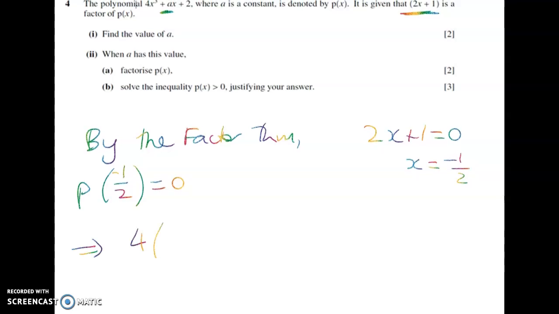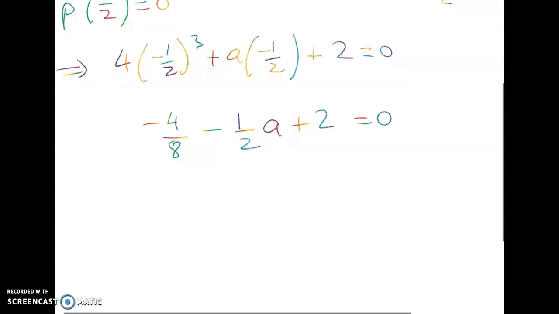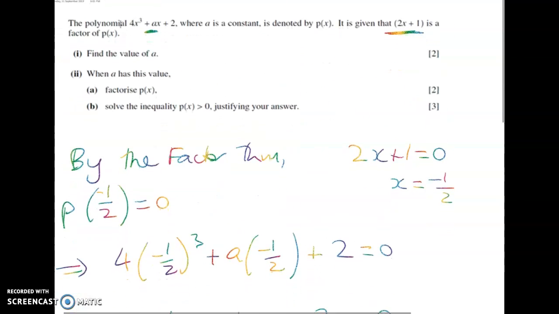So we have 4 times negative 1/2 cubed plus a times negative 1/2 plus 2 is equal to 0. So what does that give us? Well, we get negative 4/8 minus 1/2 a plus 2 is 0. Collecting all of that up, we get negative 1/2 a is equal to 1/2 minus 2, so negative 3/2, giving me a is equal to 3, which is nice. It's a nice round number.